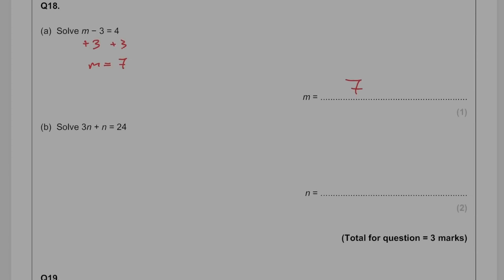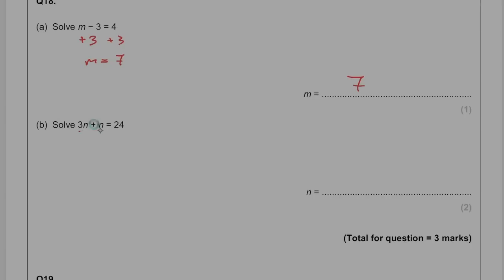Part B, solve. So I'm going to simplify this first of all. So 3n plus n would be 4n is equal to 24. And then divide both sides by 4. That gives me n is equal to 6.